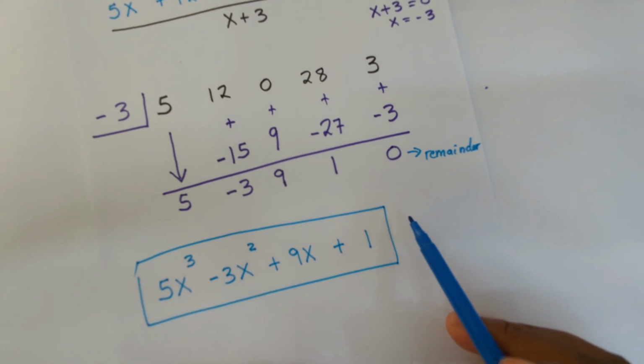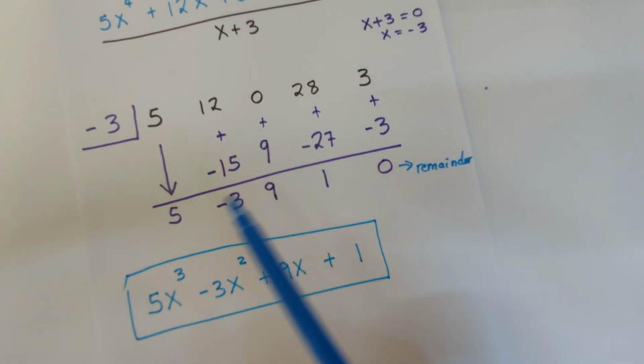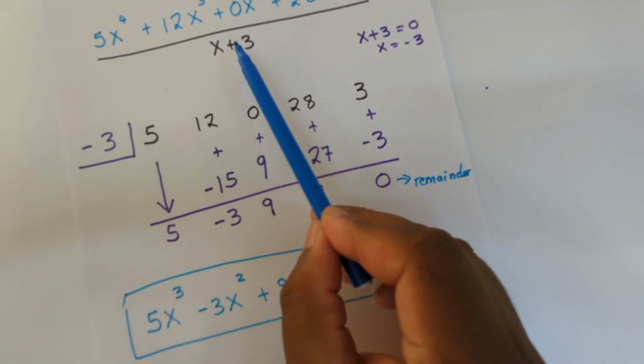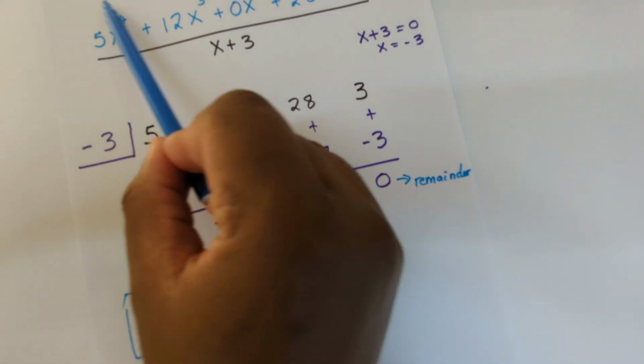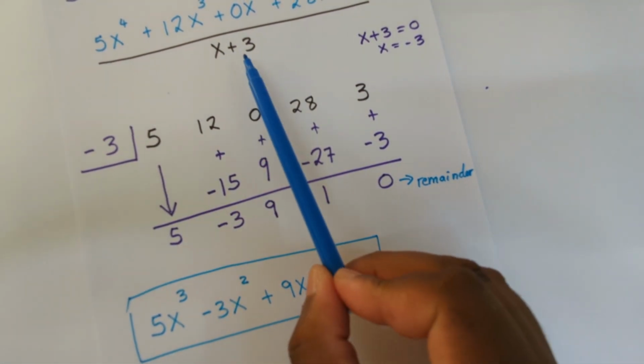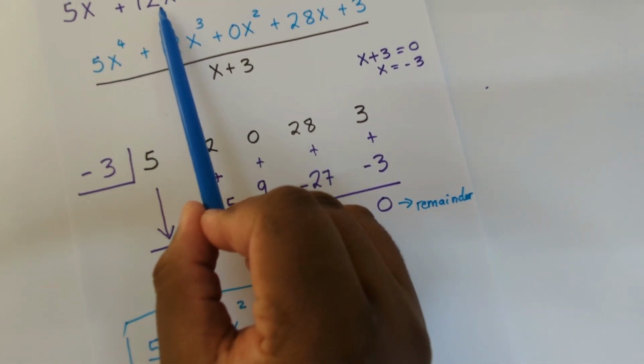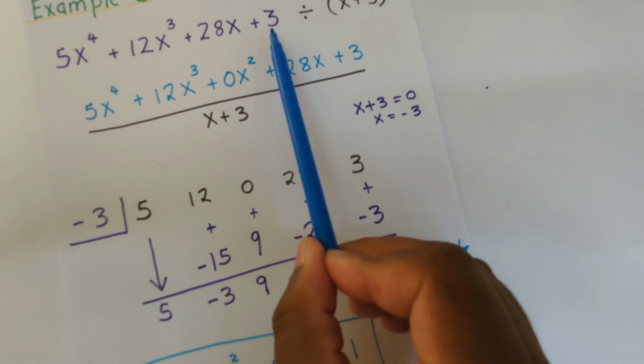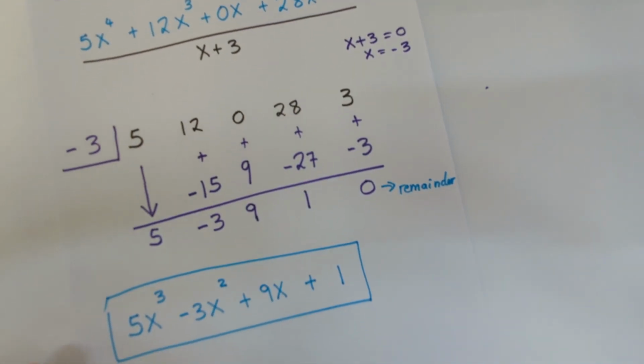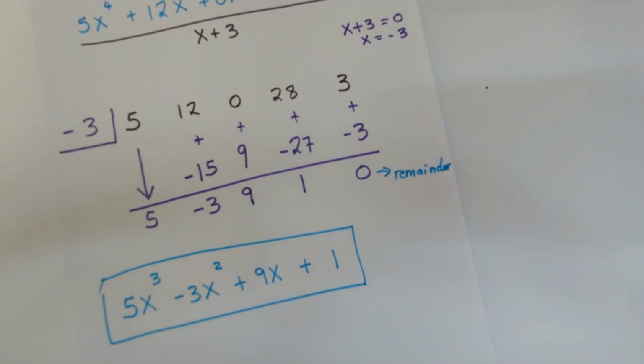Because our remainder is a 0, it means x plus 3 can divide this polynomial. It means x plus 3 is a divisor of 5x to the 4 plus 12x cubed plus 28x plus 3. So that's it for example number 3. Let's move on to the next question.